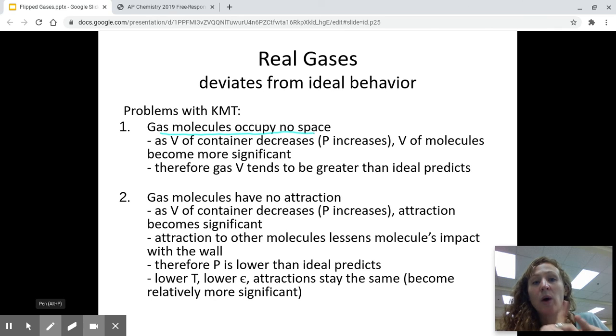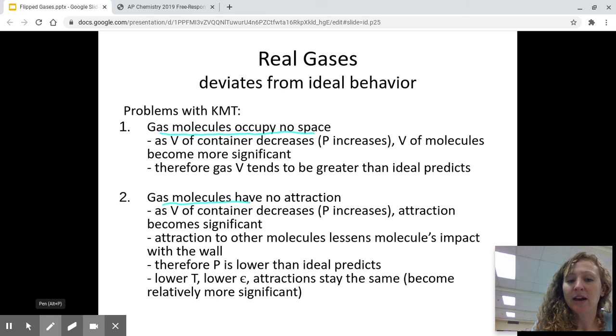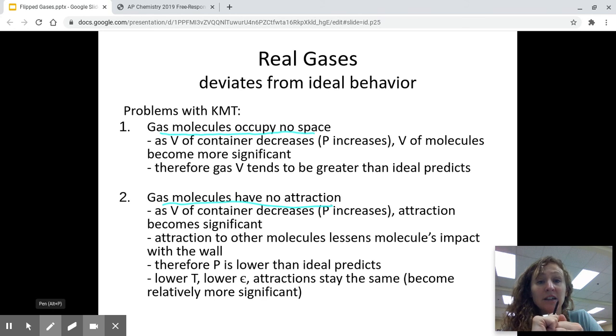Under those conditions, so high pressure, low temperature, the kinetic molecular theory starts to break down. Gases do not act as ideally, and we have to talk about the real gas behavior. A second problem is gas molecules have no attraction to one another. Again, if you get molecules close enough together, attractive or repulsive forces start to act on the gases. So again, higher pressure forcing them together, lower temperature, the molecules moving more slowly and coming closer together. That attraction is going to start being significant. And then we have to take it into account, and our ideal gas laws don't work as well at predicting outcomes.